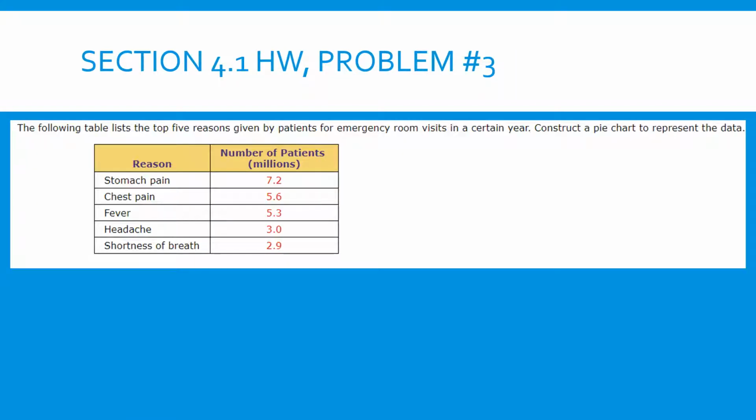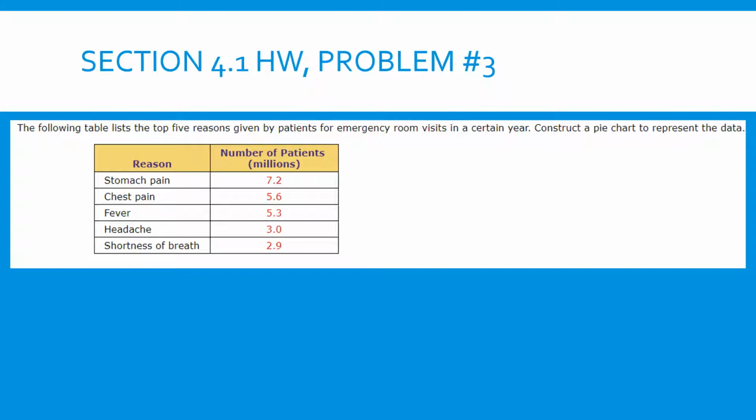I want to go through one homework problem with you where you're looking at how to construct a pie chart. It says the following table lists the top 5 reasons given by patients for emergency room visits in a certain year. Construct a pie chart to represent the data. So here are the top 5 reasons: stomach pain, chest pain, fever, headache, and shortness of breath. And these are the number of patients in millions that visited the emergency room for that reason.